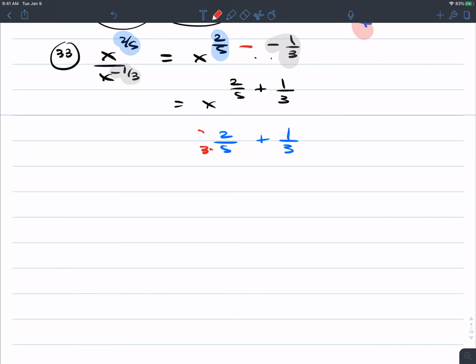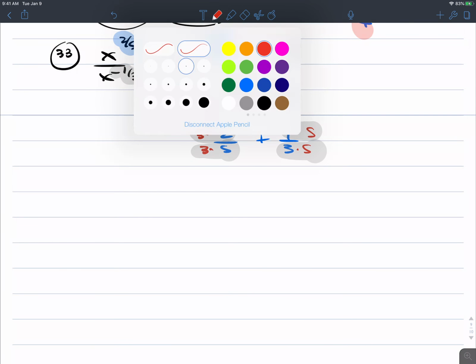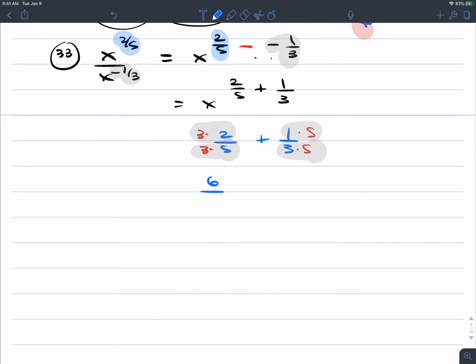3 down here, 3 up here, right? 5 over here, 5 over here. Because when I multiply my denominators, what do we get? 15. Is that true? So I multiply again the numerators, and we get 6 over 15 plus 5 over 15, which is what? 11 over 15. So here's our new power here, 11 fifteenths.